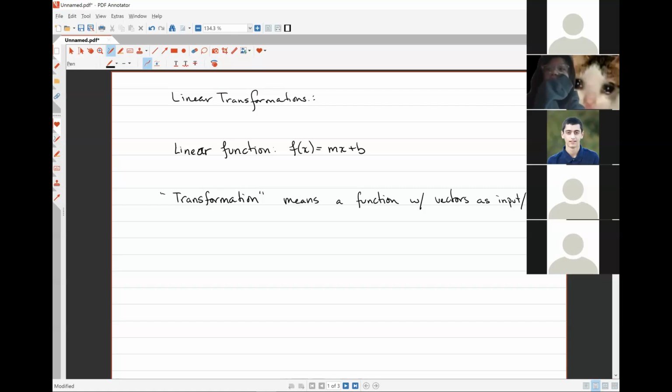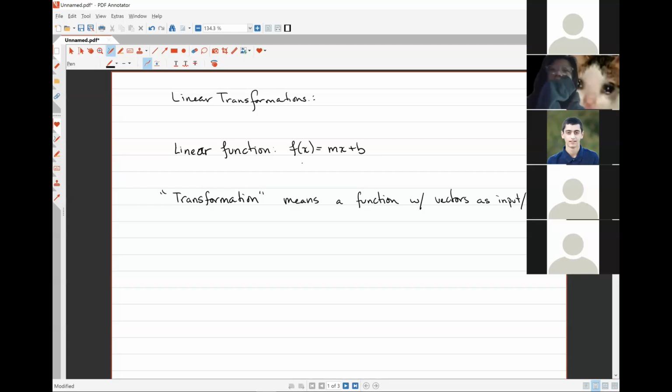Using the word transformation makes us think of something changing, right? It's not an input-output word. It's transforming one thing into a different version of itself or something. Now I sound really philosophical, but let's just move along.